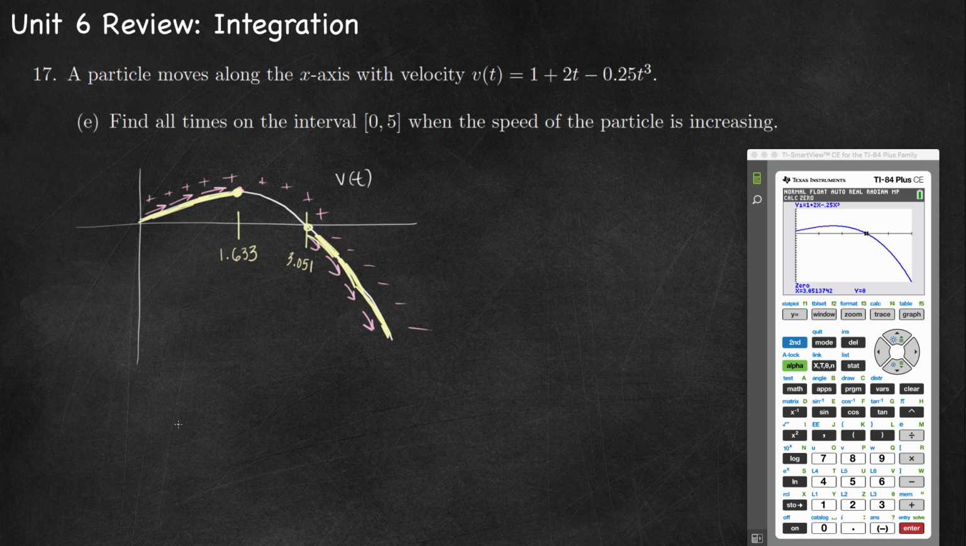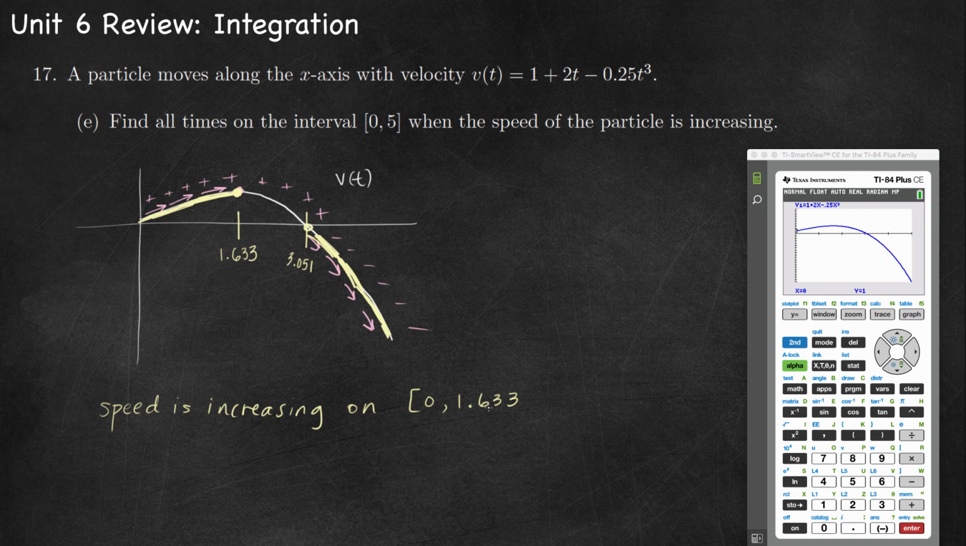Okay, so find all times on this interval when the speed of the particle is increasing. That would be from, and let me just do trace 0, enter to see. Okay, at 0 the velocity is 1, so it's increasing from 0 with 0 included up to 1.633. Speed is increasing on the interval from 0 to 1.633. So I just checked at 0, the velocity is positive 1. So we'll include that in our interval.